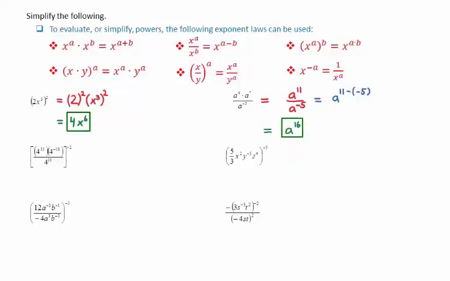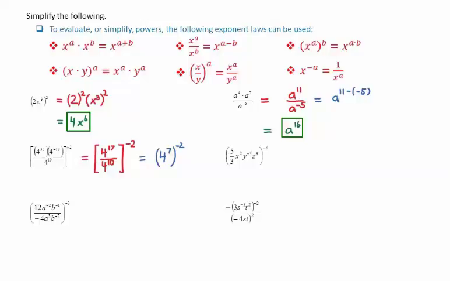For the next question, again, we're going to use the product law first. 4 to the 35 times 4 to the negative 18, we have to add 35 plus negative 18, giving us 4 to the 17. We can then use the quotient law. 4 to the 17 divided by 4 to the 10, we subtract 17 minus 10. This gives us 4 to the 7, all raised to the negative 2.